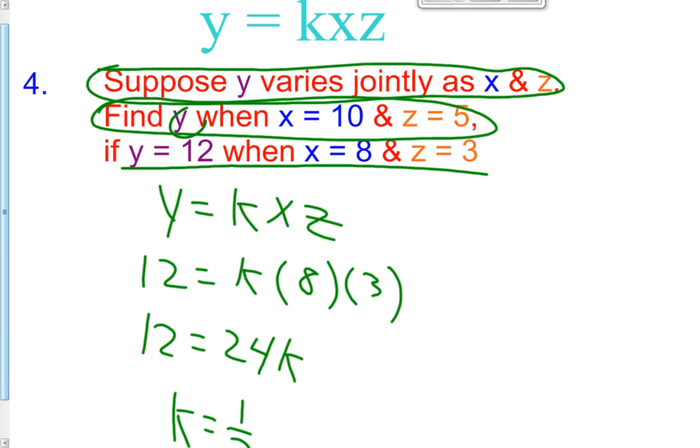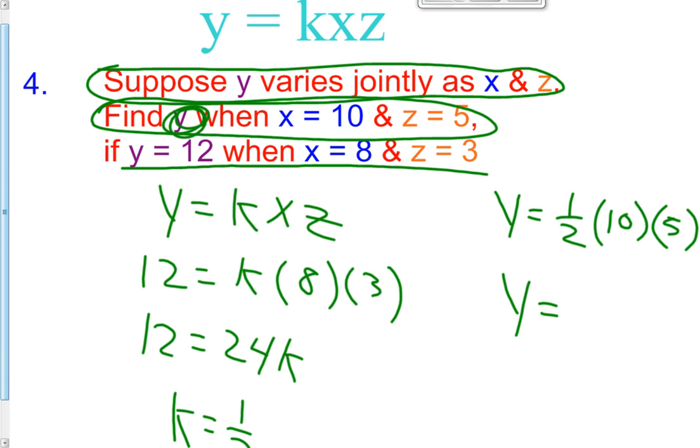So now we're going to find y. Y equals k times x times z. Half of 10 times 5. 10 times 5 is 50. Half of 50 is 25. So you should have got y equals 25 for problem number 4.